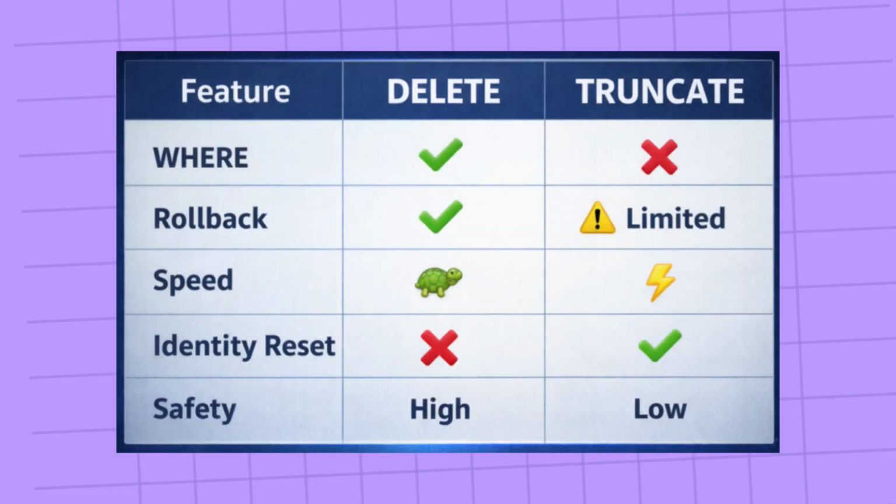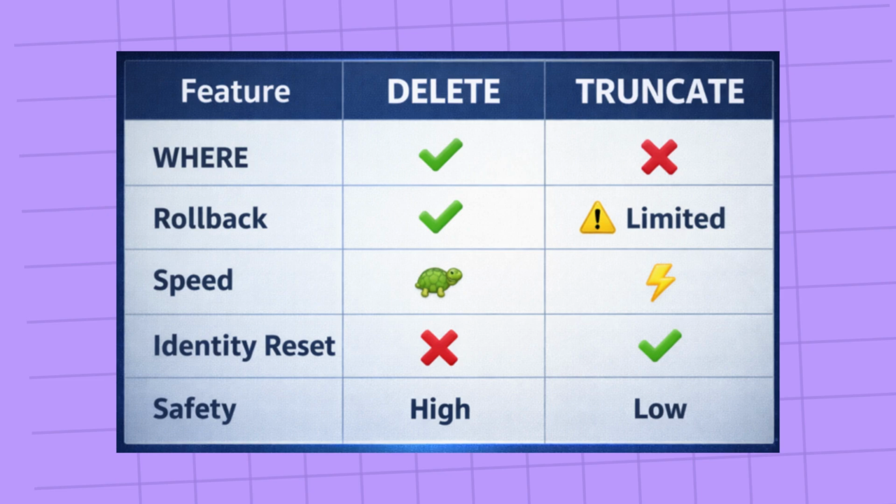Here's the simplest way to remember it. DELETE supports a WHERE clause, so you can target specific rows. TRUNCATE doesn't. It always removes everything. DELETE can be rolled back inside a transaction. TRUNCATE has very limited rollback and often none in real systems.